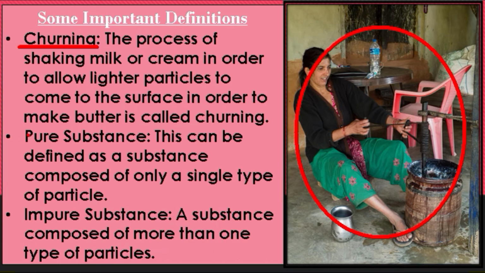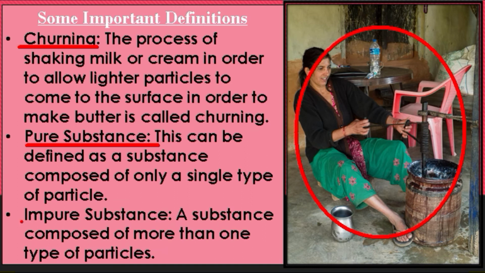Now the next definition is pure substance. Students, pure substances are substances that are basically made up of only one kind of particles and have a fixed or constant structure, like gold, copper, oxygen, chlorine, diamond, etc. All these elements are mostly pure substances.